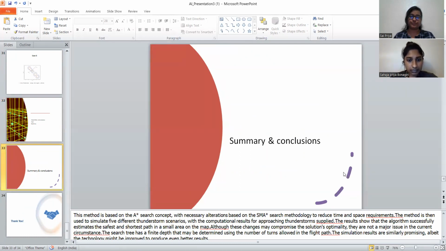For the summary and conclusions, this approach uses the A-star principle and SMA-star search modification to save time and space. The algorithm is then used to simulate 5 different thunderstorm scenarios with the results shown. The algorithm evaluates the safest, shortest path in the limited area of the map. These modifications may affect the solution's optimality, although they are not critical now. The search tree depth is defined by the flight path's number of turns. The simulation findings are also promising, and the techniques have improved a lot now.